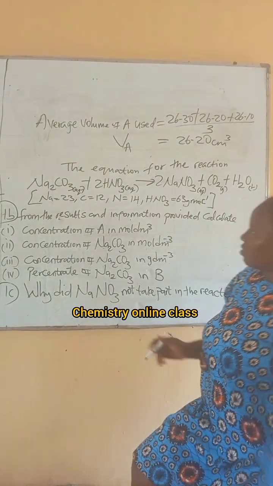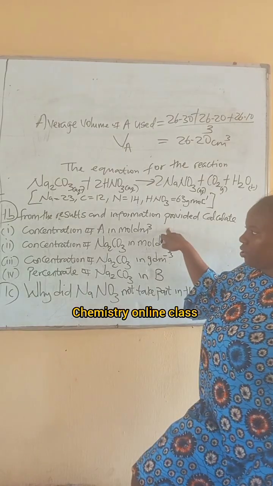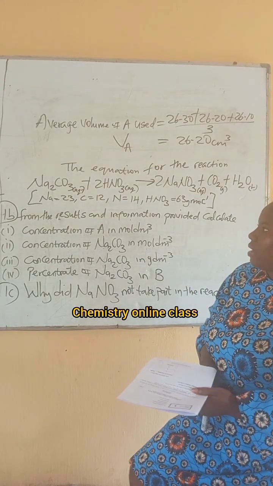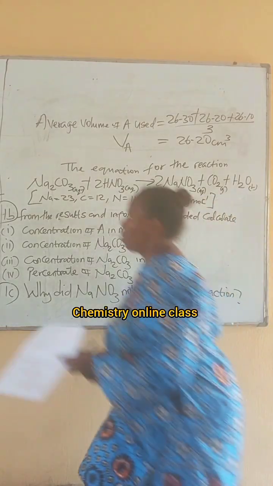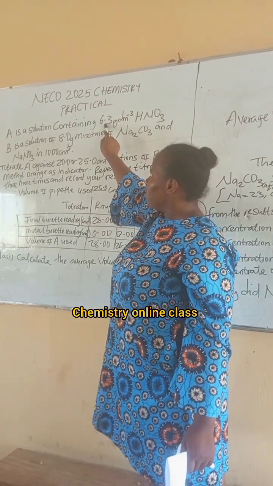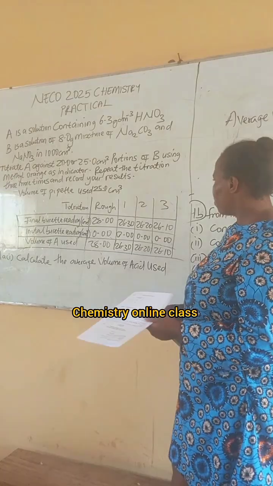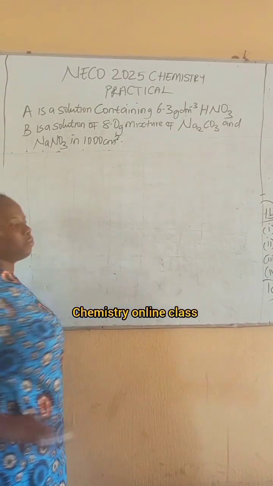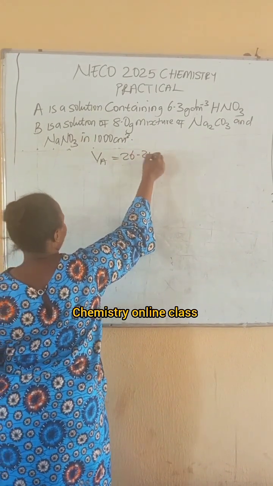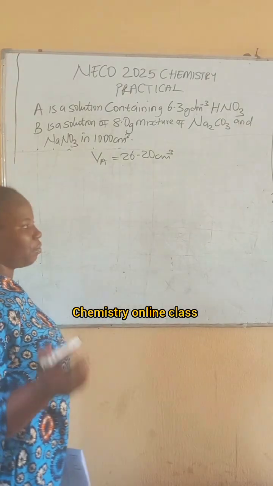Now the second question says, concentration of A in mole per dm3. The concentration of A is given to us in grams per dm3, that is 6.3. We have gotten our average volume of A, which is VA equals 26.20 cm cube. Now the next question says we should calculate the concentration of A in mole per dm3.